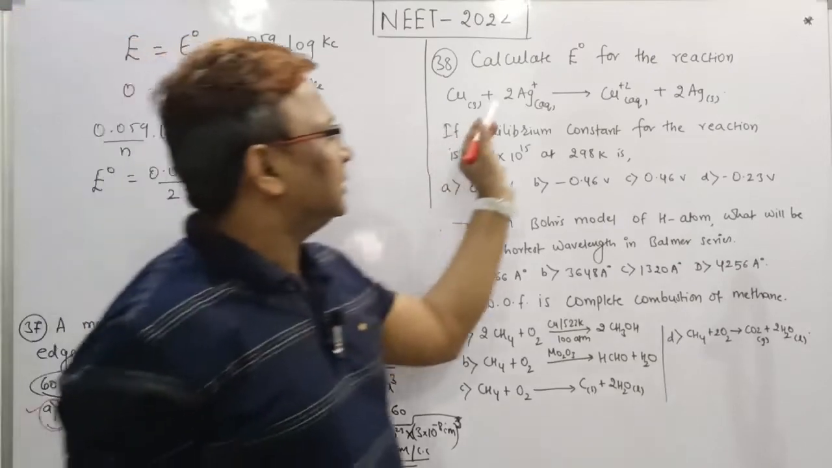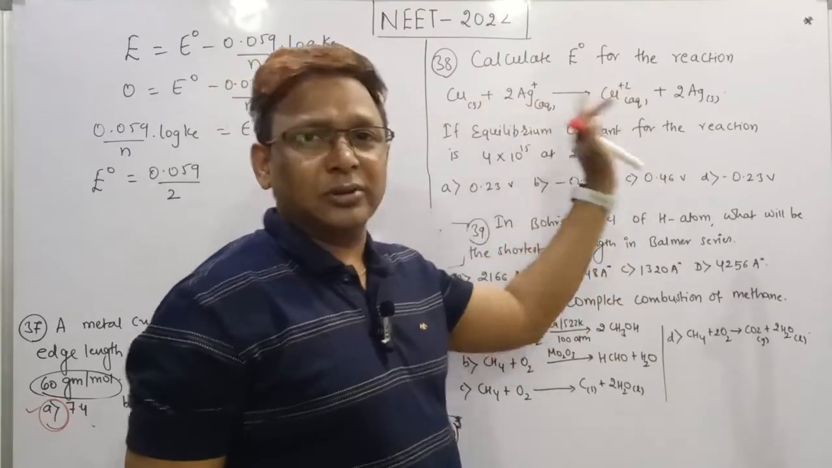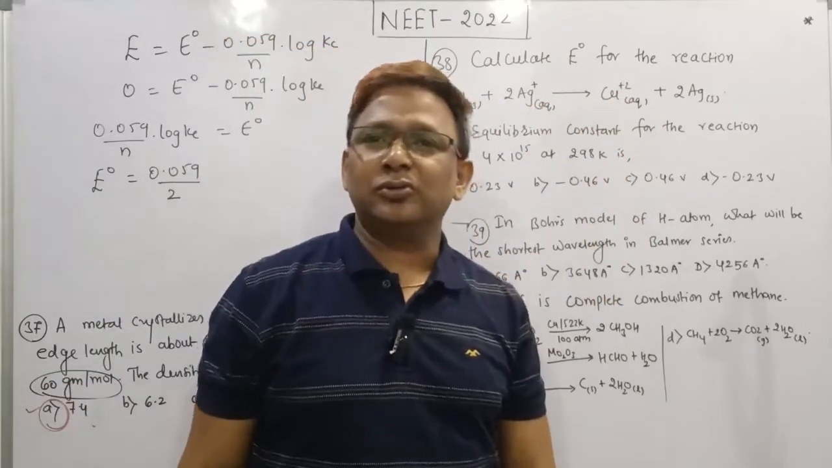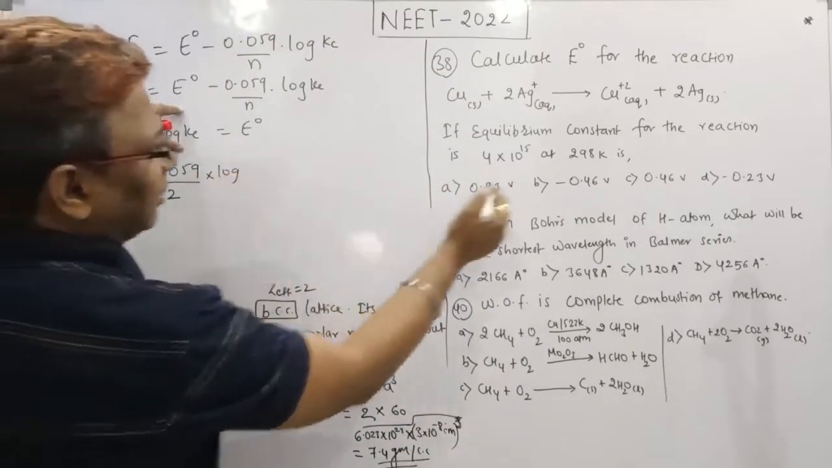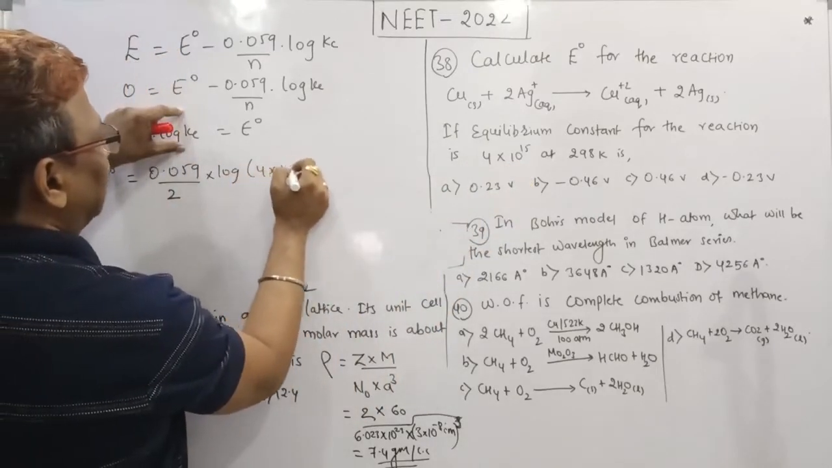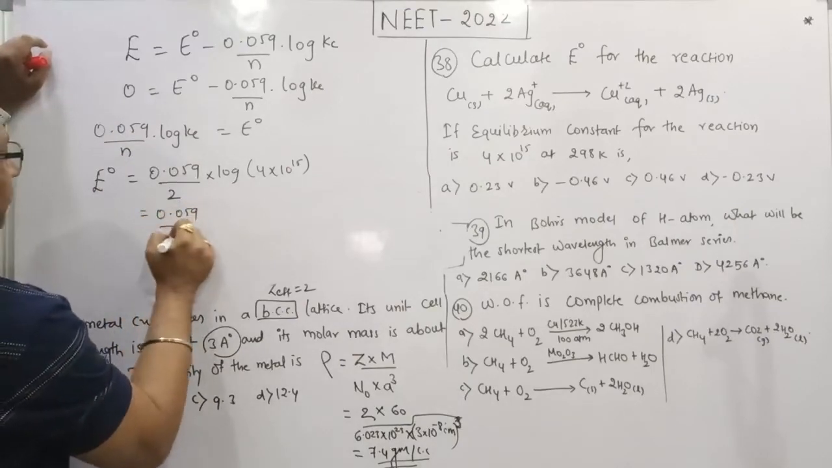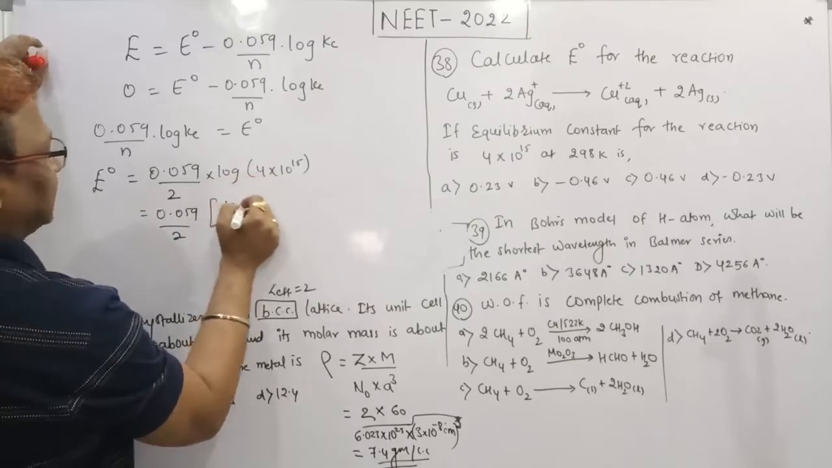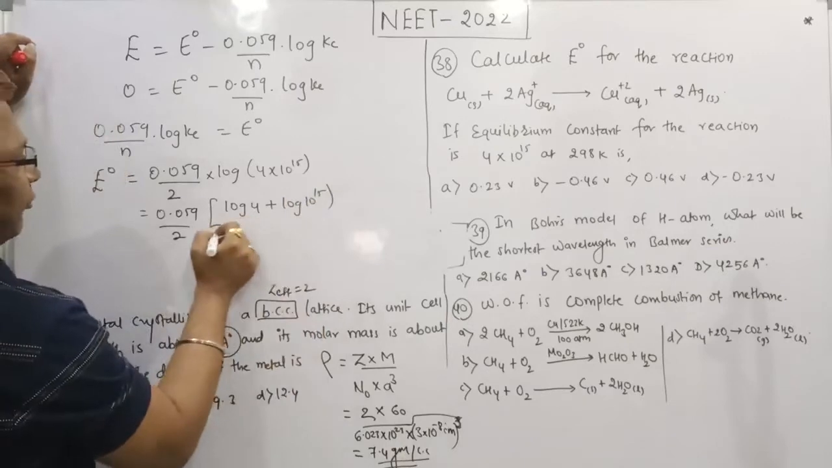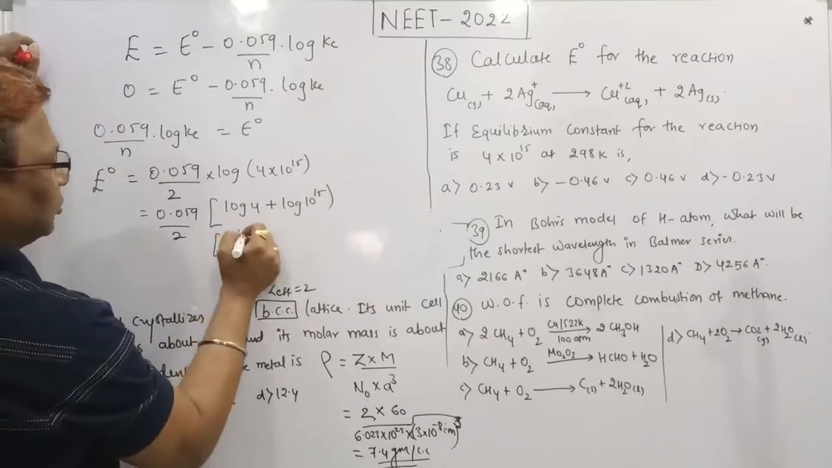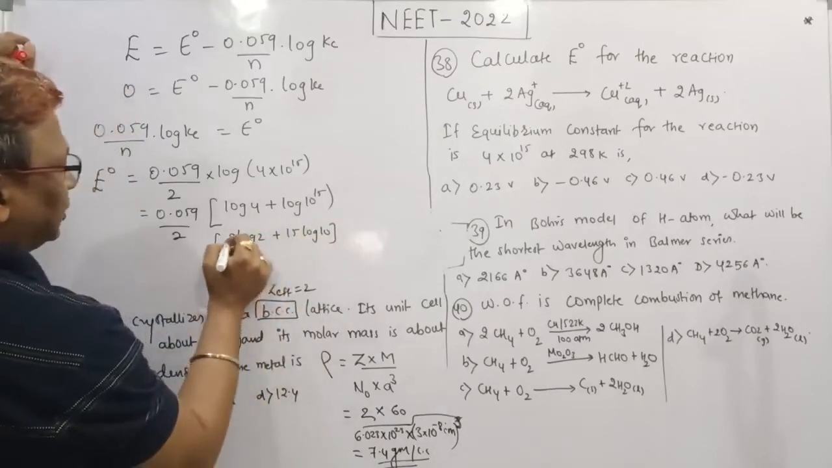The n value is 2, beta. See, plus 2, plus 2: it loses 2 electrons, it gains 2 electrons. So transfer of electrons is equal to 2. So n value equal to 2, into log of Kc; you can check the value of Kc is given, 4 into 10 to the power of 15. Beta, we can solve it: 0.059 by 2 into, it can be written as log A plus log B. Log 4 means it becomes log 2 square. So 2 log 2 plus 15 log 10. But it becomes 2 into log 2.